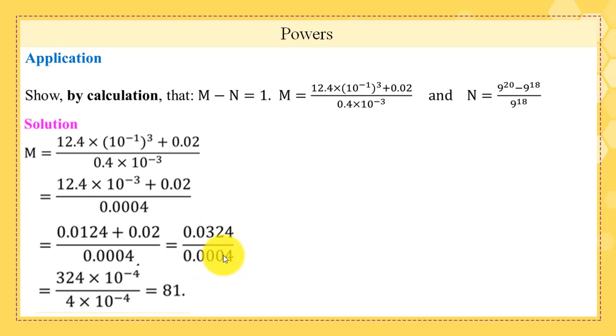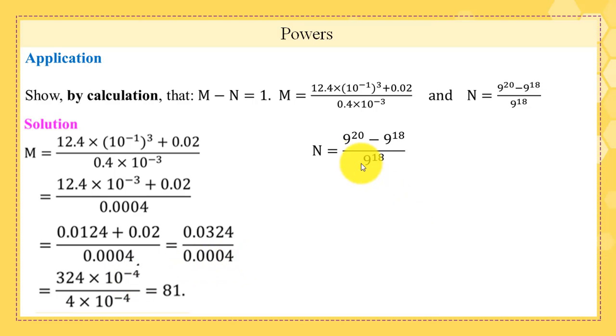And 0.0004 equals 4 times 10 to the power minus 4. Hence, m equals 324 times 10 to the power minus 4 over 4 times 10 to the power minus 4. The last step is to simplify 10 power minus 4 in both sides of the fraction. And we simplified m. So 324 over 4 is 81.